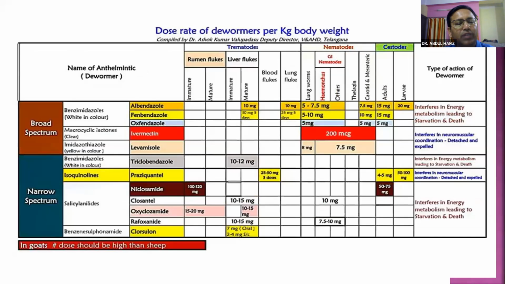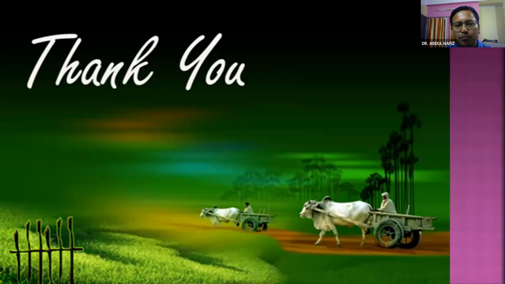Here is the dose rate for broad spectrum: albendazole for mature parasites 10 milligram, and fenbendazole, oxfendazole and so on. For narrow spectrum, niclosamide and closantel are 10 to 15 milligram per kg body weight, and oxyclozanide 10 to 15, like that. So the regular practice should be proper anthelmintics and proper dosing. Thank you.